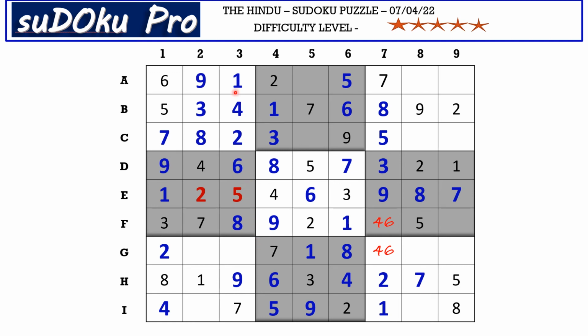Now in column 3, the only missing number is 3. So in this block, the missing numbers are 5 and 6. There is a 5 here. So I2 takes 6 and G2 takes 5.